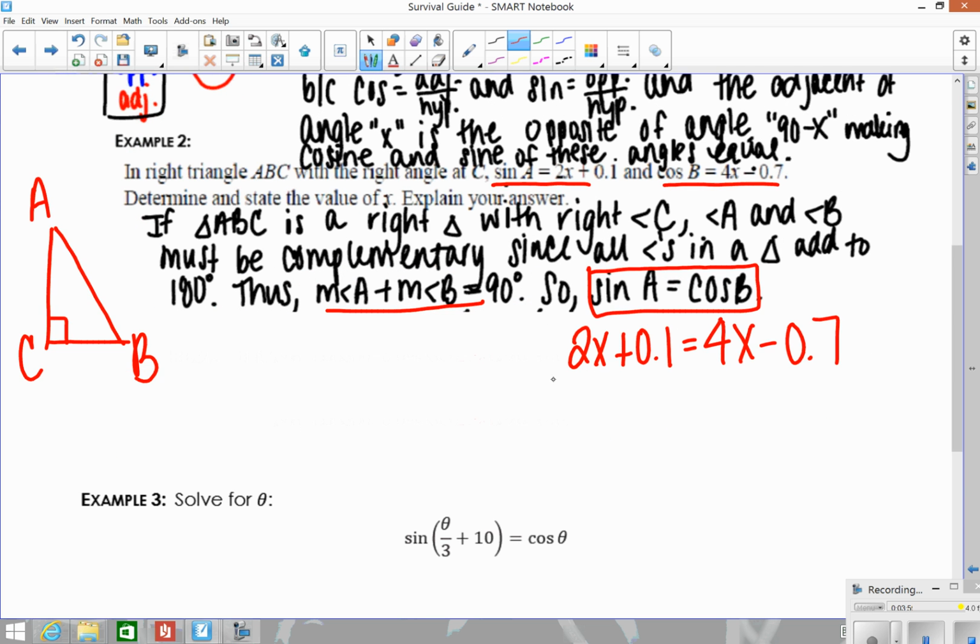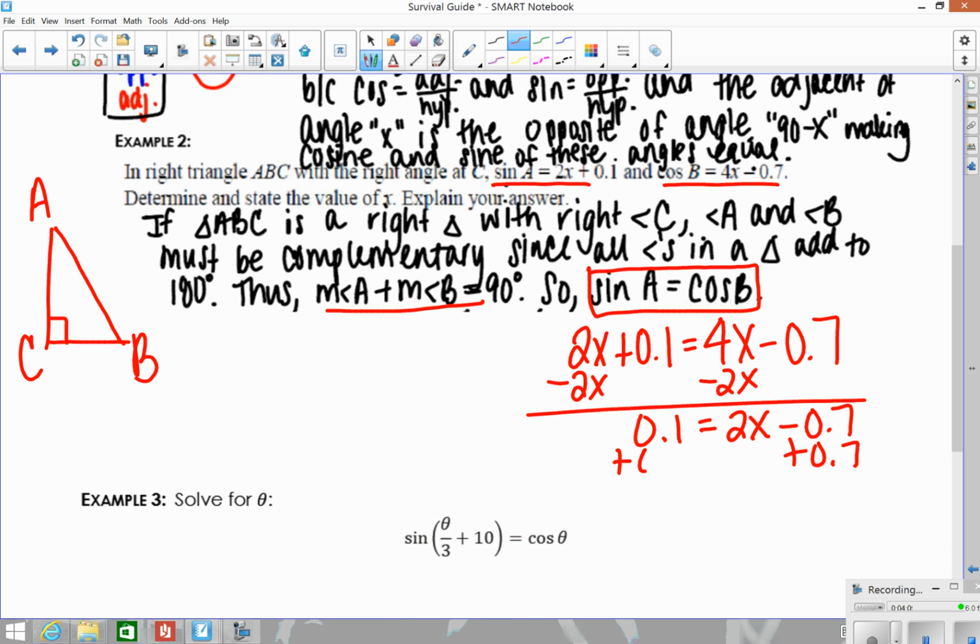I'm going to subtract 2x from both sides, so we get 0.1 equals 2x minus 0.7. Add 0.7 to both sides, so we get 0.8 equals 2x. Divide by 2, and you get x equals 0.4.